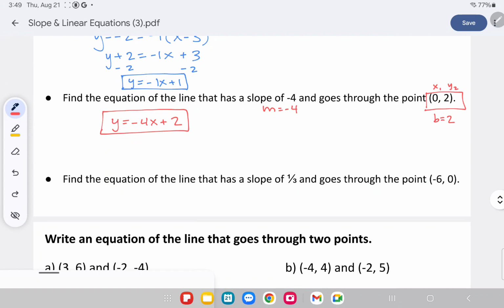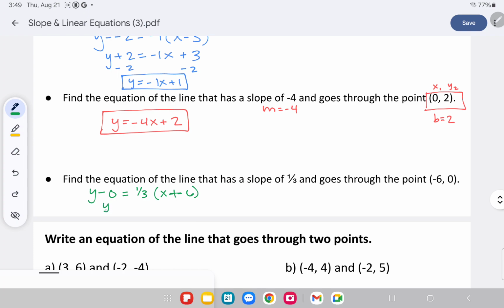Next one, I'm going to plug that into point-slope form. So I have y minus the y value. That is, negative 6 is not our y-intercept. It's actually our x-intercept because the y value is 0. So y minus 0 equals 1/3 times x minus negative 6, or x plus 6.